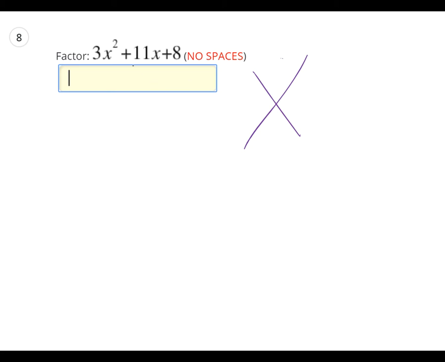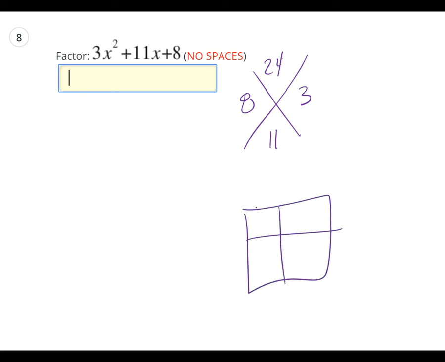Alright, so in the top we would get what? 24, and in the bottom, 11. So two numbers that multiply to 24 and add to 11. 8 and 3. So what do I have a leading coefficient? So what do I need? The box. The top left hand will be 3x squared, bottom right is 8. And then you've got 8x and 3x.